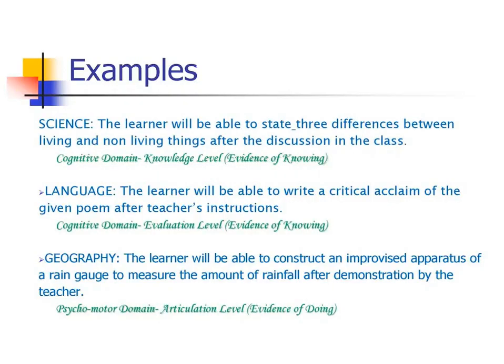For example, in science, the learner will be able to state 3 differences between living and non-living things after discussion in the class. That is the cognitive domain. In a language, the learner will be able to write a critical appraisal of a given poem after a teacher's instruction. And in geography, the learner will be able to construct an improvised apparatus of a rain gauge to measure the amount of rain after demonstration by the teacher.